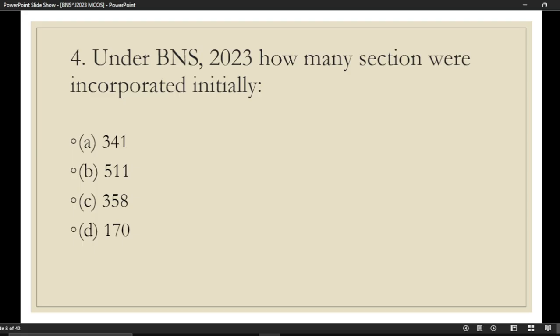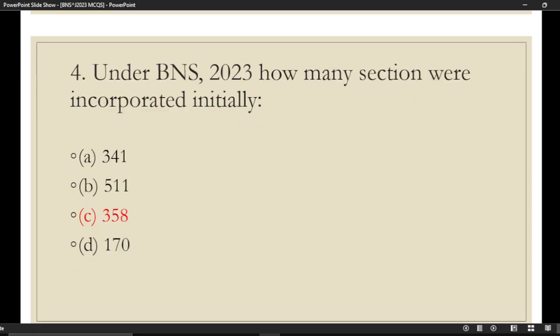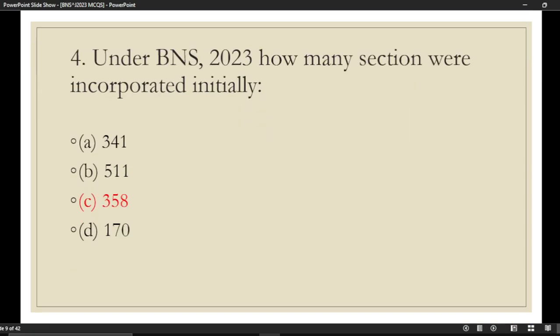So if we talk about the Bharatiya Nyaya Sanhita, in total we have 358 sections. When there was IPC, in IPC there are total 511 sections. And if we talk about the Bharatiya Sakshya Adhiniyam, there are 170 sections in the Bharatiya Sakshya Adhiniyam. And the correct answer to this question is section 358. So there are total 358 sections under the Bharatiya Nyaya Sanhita.